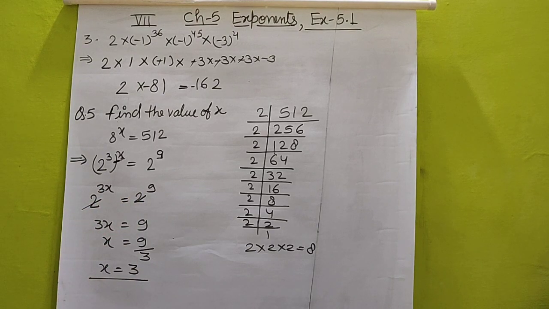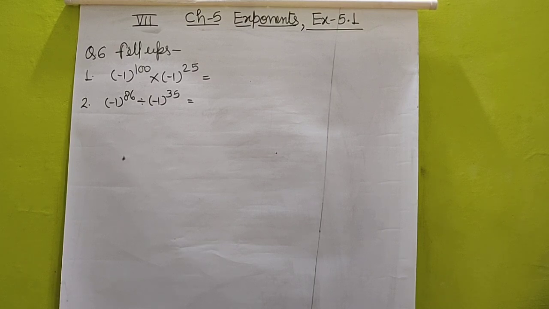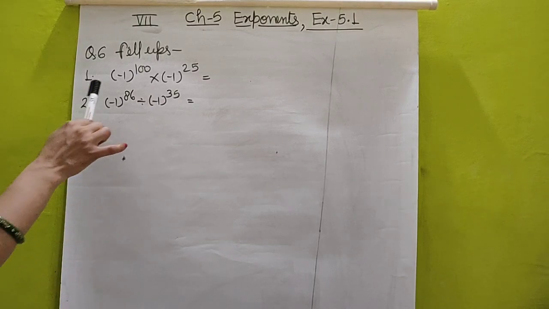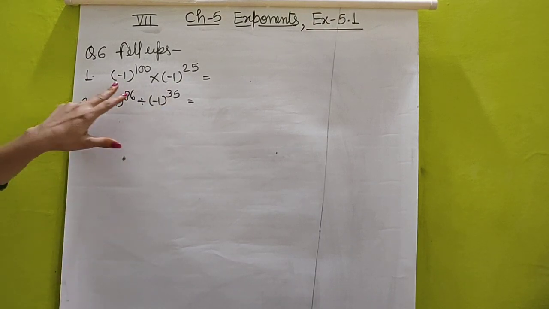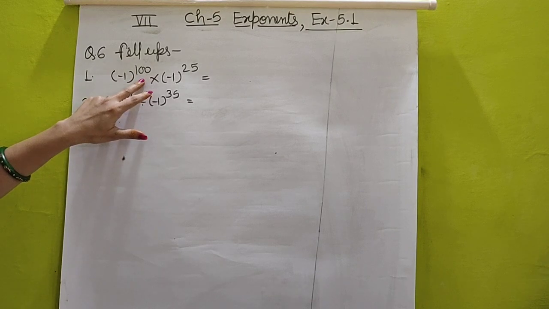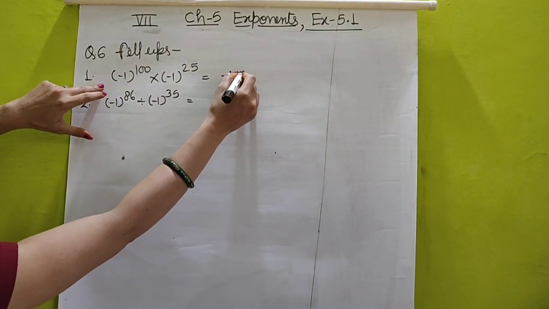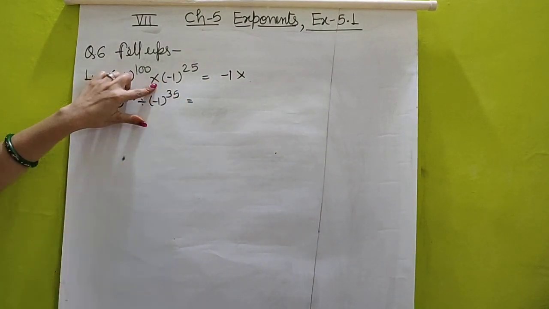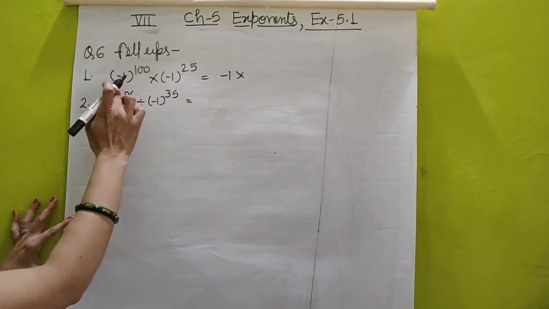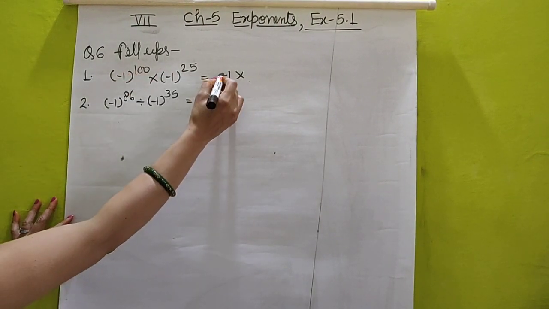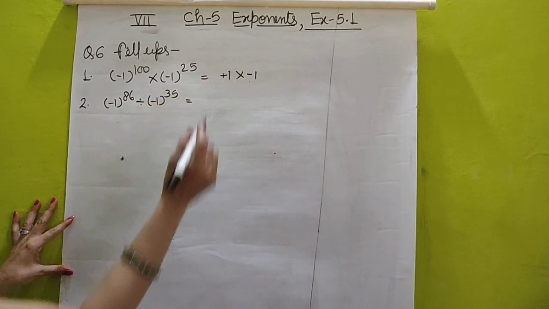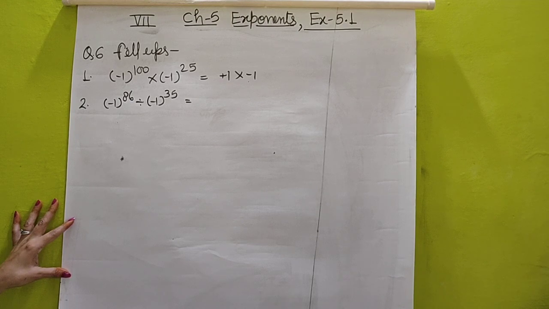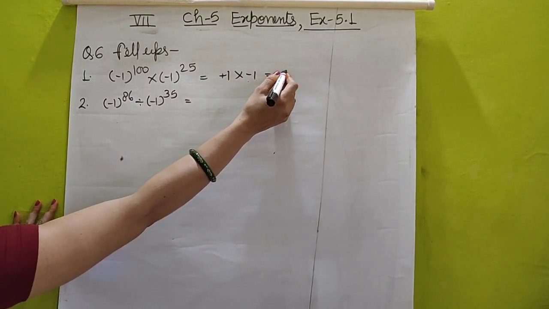Okay students, now question number 6, fill-ups. Minus 1 power 100 multiply minus 1 power 25. Here, students, minus 1 is having even power, so it will be plus 1. Sorry, minus 1 with even power will be plus 1. Again, minus 1 is having odd power, so it will be minus 1. And when you multiply 1 and minus 1, your answer will be minus 1.